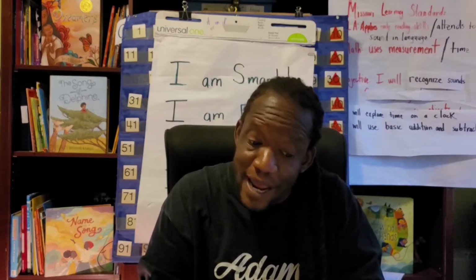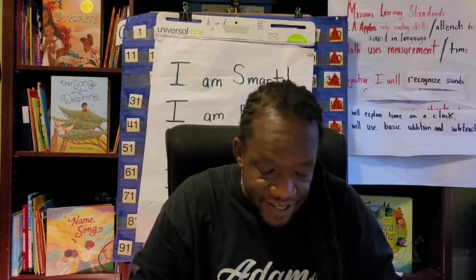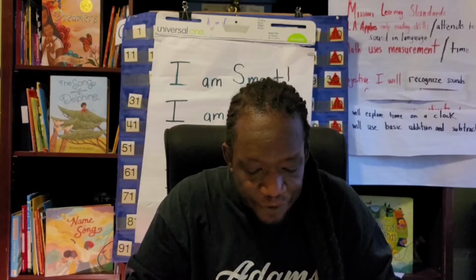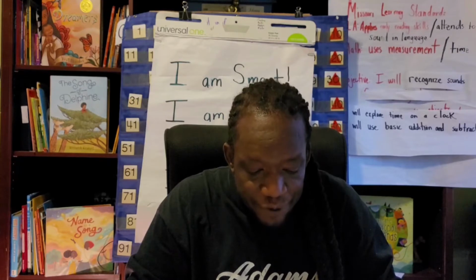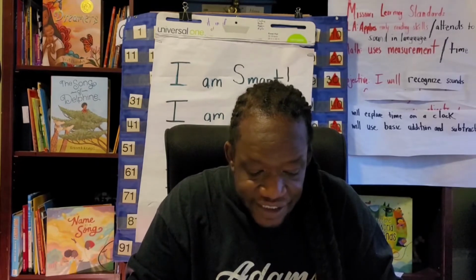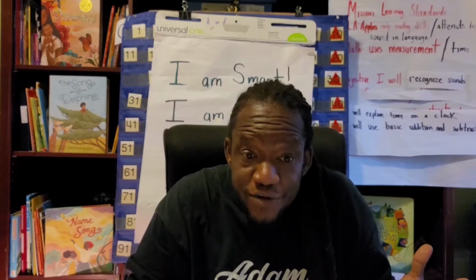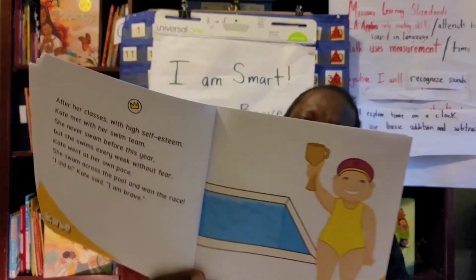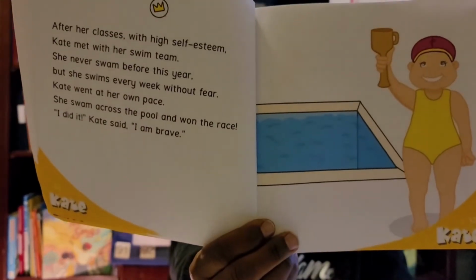So her friends made her happy, right? Yes. After class, with high self-esteem, Kate met with her swim team. She never swam before this year, but she swims every week without fear. Kate went at her own pace. She swam across the pool and won the race. "I did it," said Kate. "I am brave."